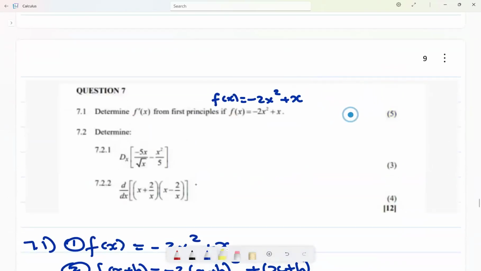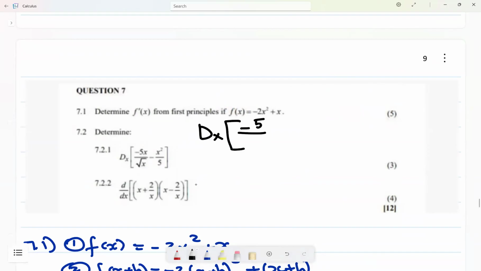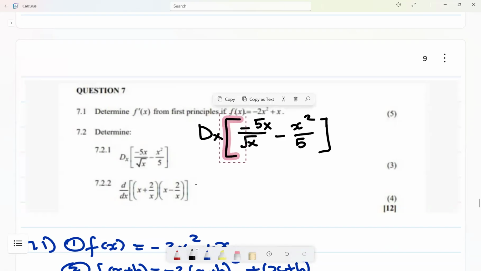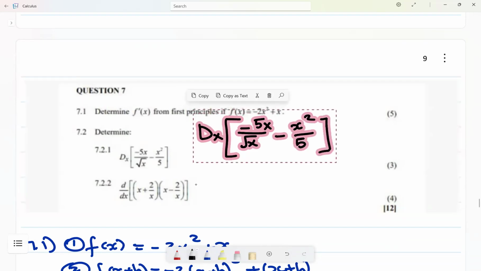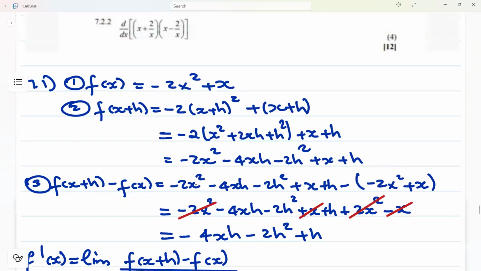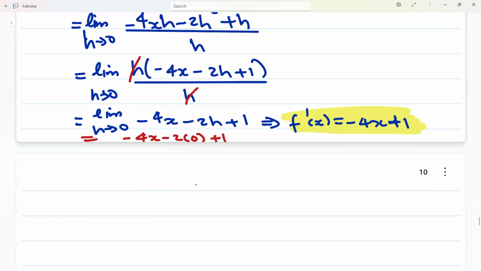Okay, let's have this expression now. We have d/dx of negative 5x minus x squared divided by 5. Let me take that. Sorry, I want this. Okay, I only wanted that. Then I'm going to take this here so that we can solve that one.